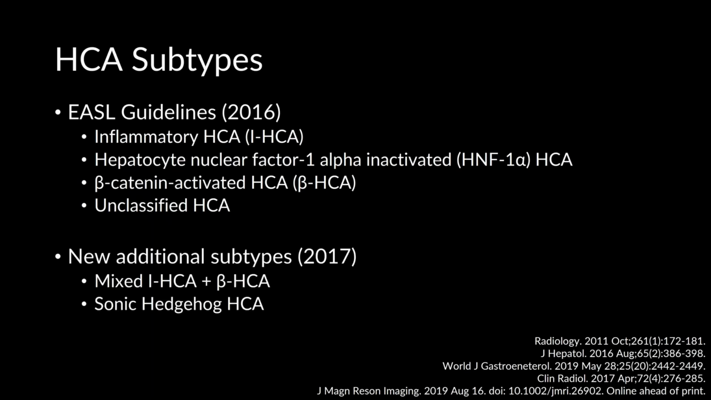So in 2017, a year after these guidelines came, new additional subtypes were identified: a mixed inflammatory and beta-catenin type and a sonic hedgehog adenoma subtype as well. And it was found also that these beta-catenins can be subdivided into exon 3 and exon 7-8 types. It's the exon 3s that have the increased malignant risk, where the exon 7-8s do not have an increased malignant transformation risk.